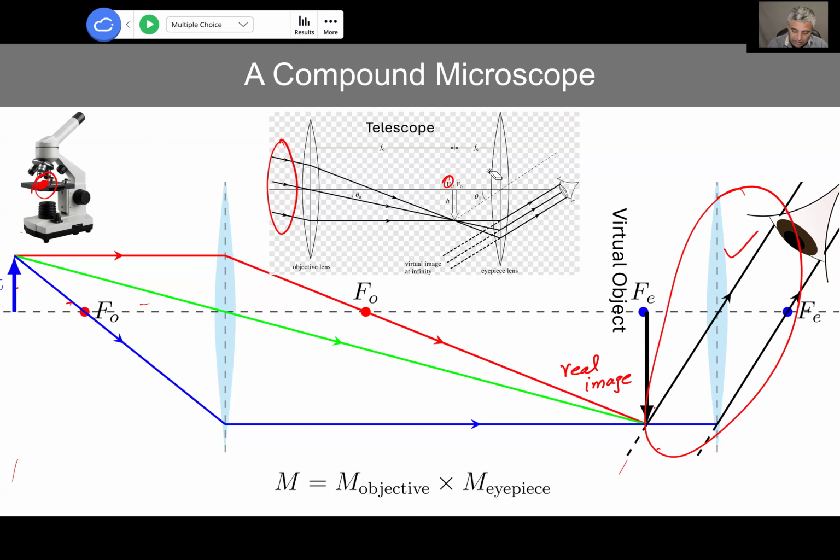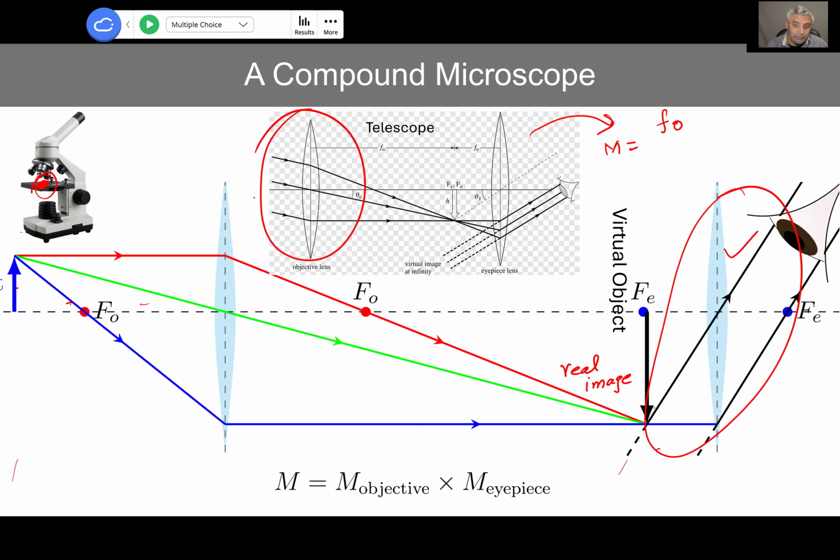I did not draw this image. I found this image and I'm using it. It is not that big. Hopefully you can see it. So in this case, the magnification for the telescope can be written as the focal length of the objective lens, this one.